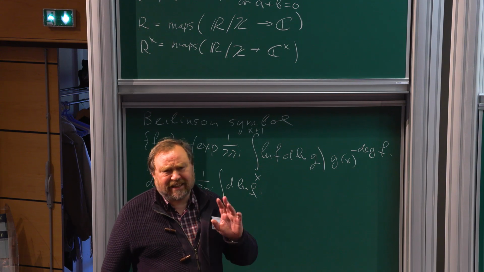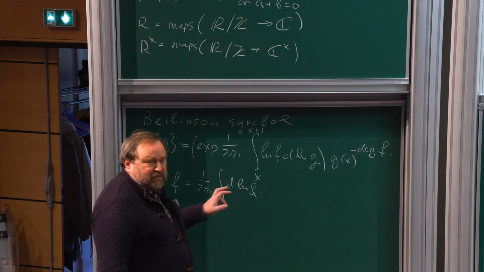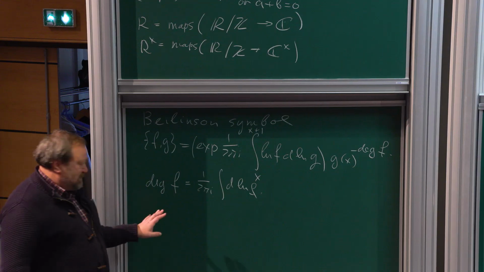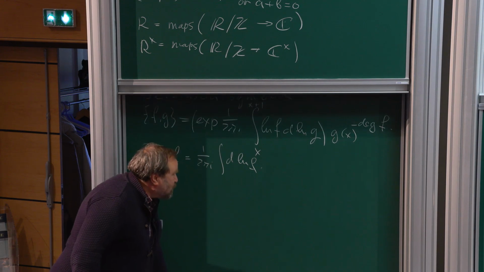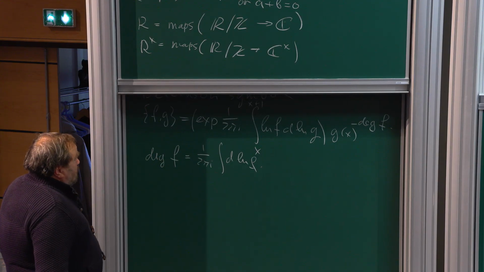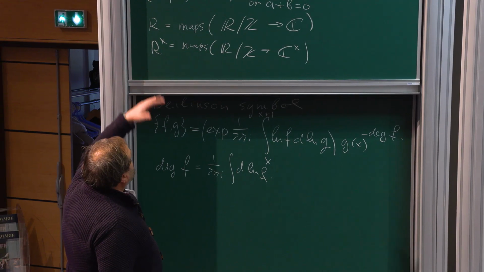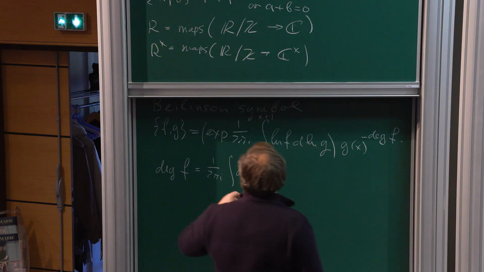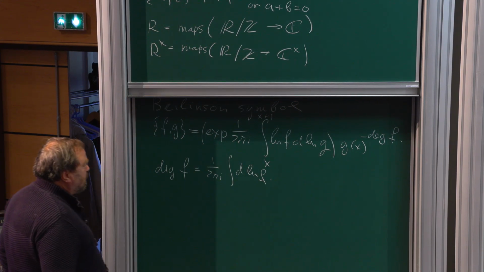Let's assume that everything will be smooth. Except, I will need some generalizations for that a little bit later, but let's take them smooth. So this is a symbol, and you can verify that it satisfies all these axioms. It's more or less obvious, except, well, almost everything is obvious.